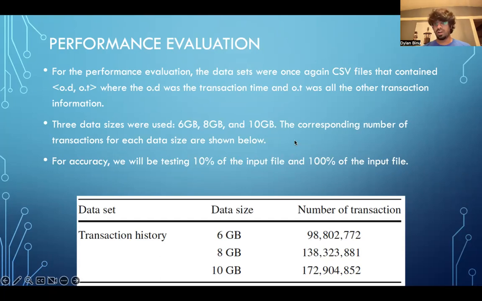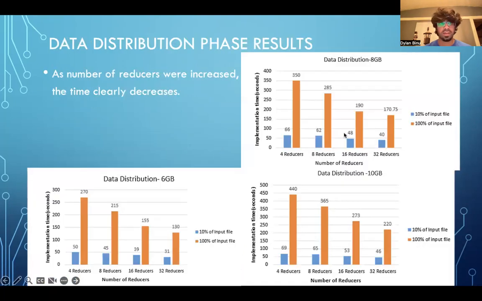So this is a very large file, and if you were to use a regular B plus tree for this, it could be a lengthy process. So for more accuracy and testing of outlier cases, we're going to be testing 10% of the input file and also 100% of the input file, just to make sure that the results are congruent for different sizes.